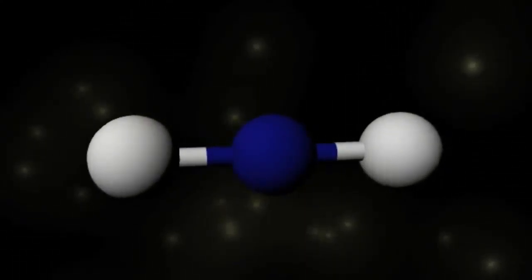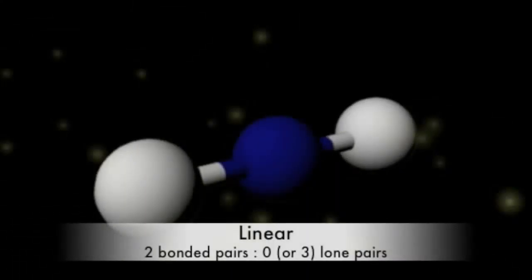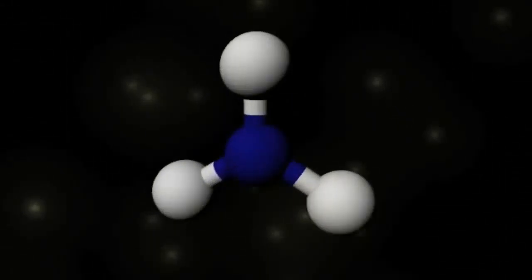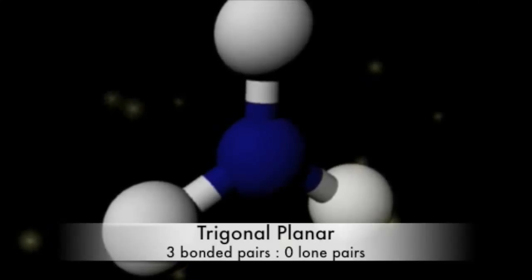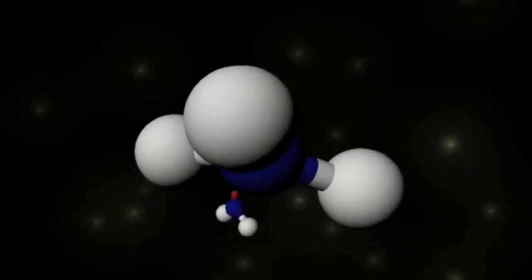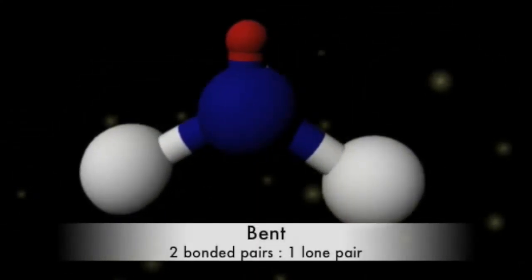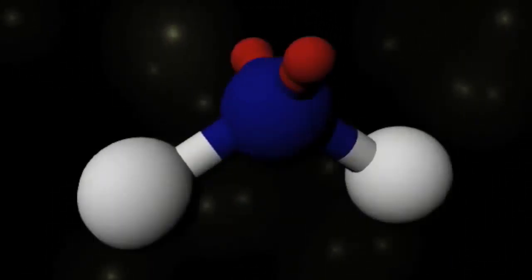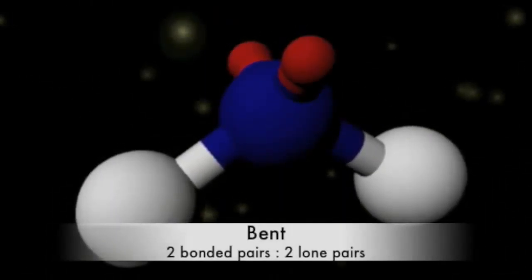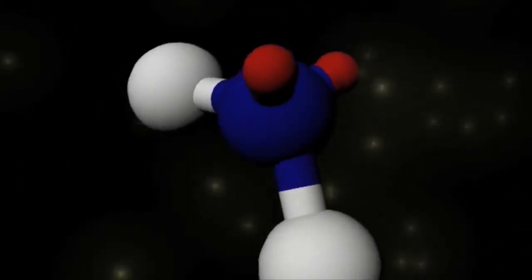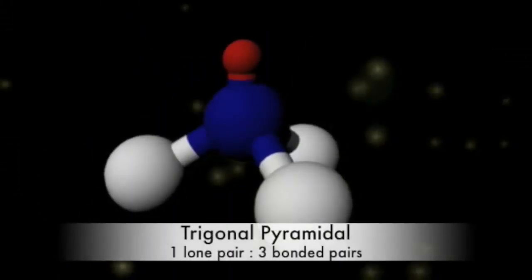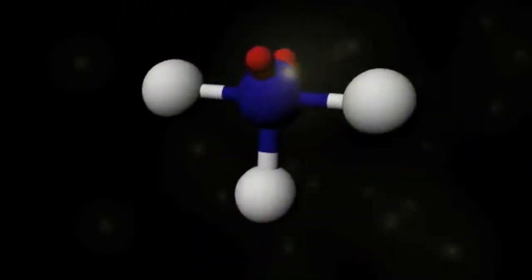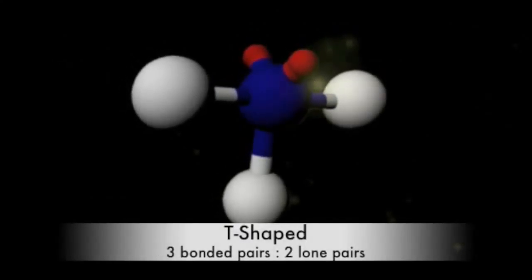2 bonds and 0 electron pairs is linear. 2 bonds and 3 electron pairs is linear. 3 bonds and 0 electron pairs is trigonal planar. 2 bonds and 1 electron pair is bent. 2 bonds and 2 electron pairs is bent. 3 bonds and 1 electron pair is trigonal-pyramidal. 3 bonds and 2 electron pairs is T-shaped.